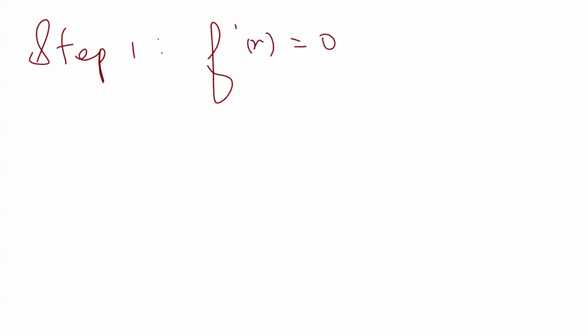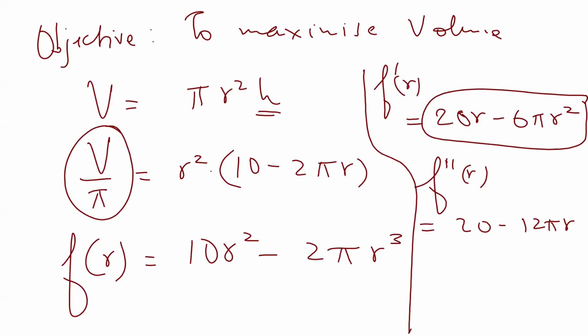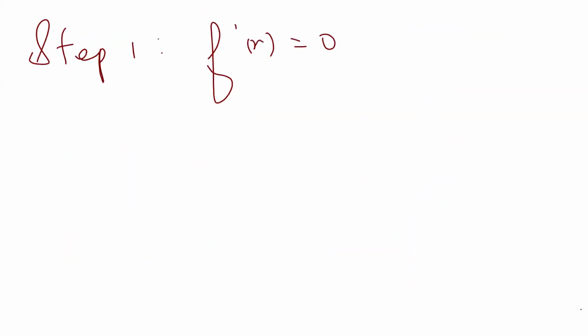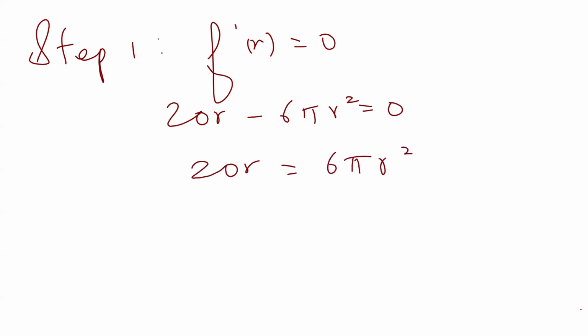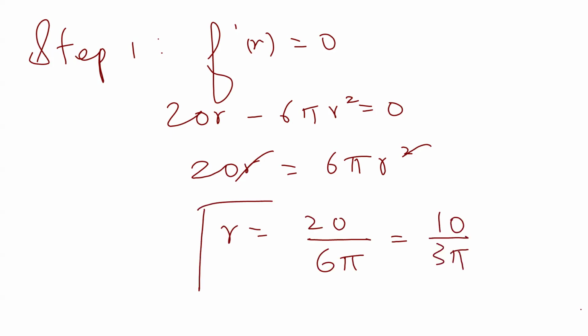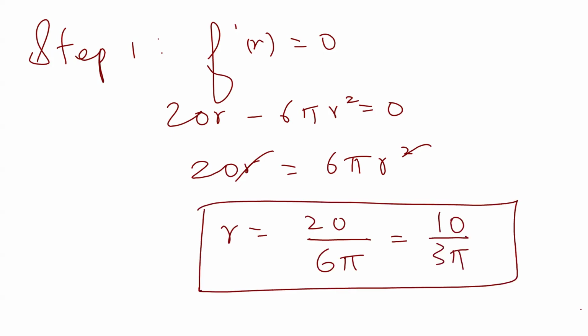Okay, so step 1, f dash r is equal to 0, right? So you can equate this. 20r minus 6 pi r square is equal to 0. So 20r is equal to 6 pi r square. Okay, one r will get cancelled. So r will be 20 upon 6 pi, that is 10 by 3 pi. This is the radius. Do you agree with me? Yes, sir.